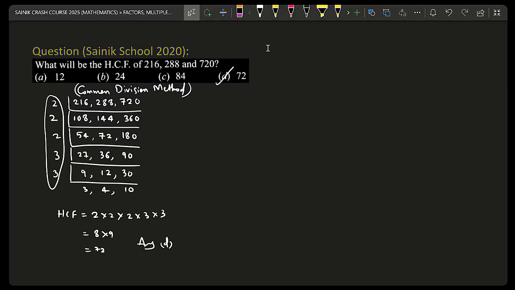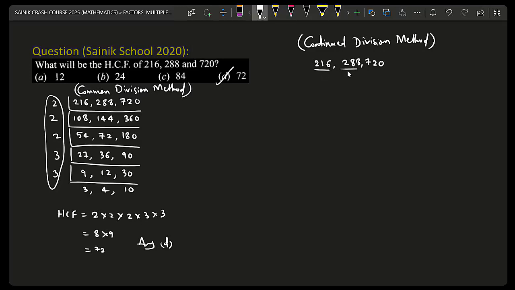That is, at a time we can find for 3 numbers or 2 numbers only. Two numbers. Okay. First, which 2 numbers do you want to select between 216, 288, and 720? Shanai is applying continued division method. Out of these 3 numbers, first which 2 numbers do you want to select? 216, 288. Okay, you want to take the first 2 numbers only.